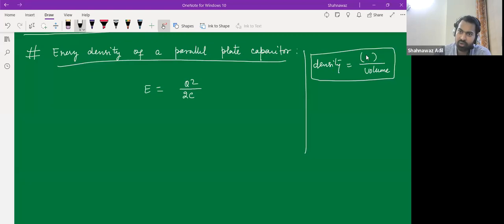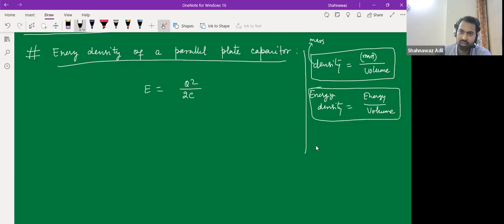So if I'm calculating the mass density, this would be mass by volume. But now I am calculating the energy density. So this would be energy by volume. Let us write the energy density: energy density would be E by volume.